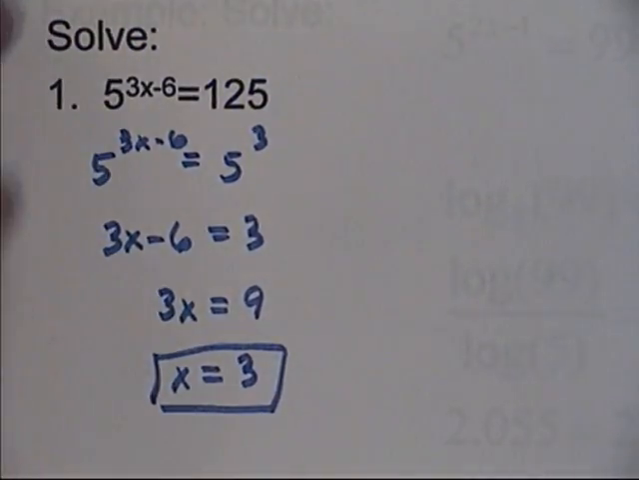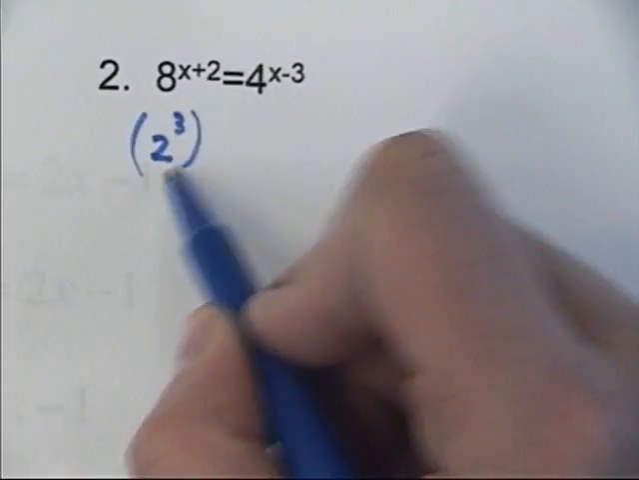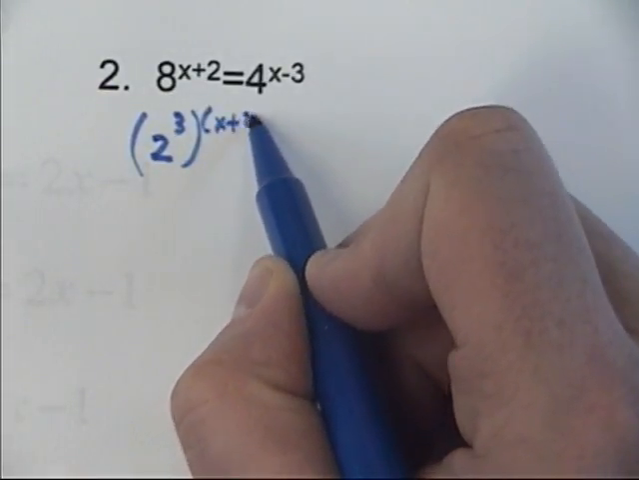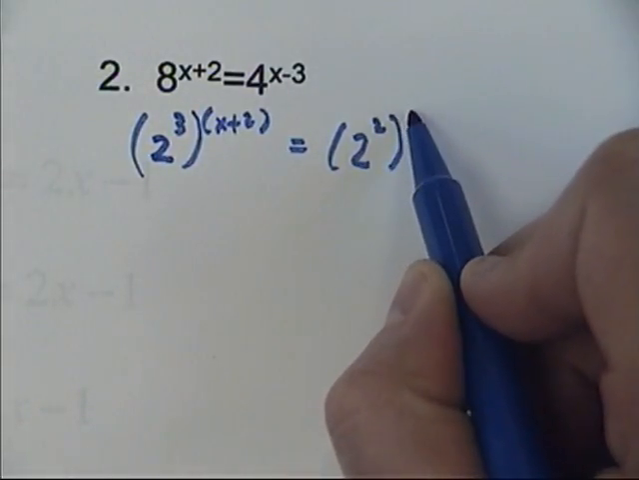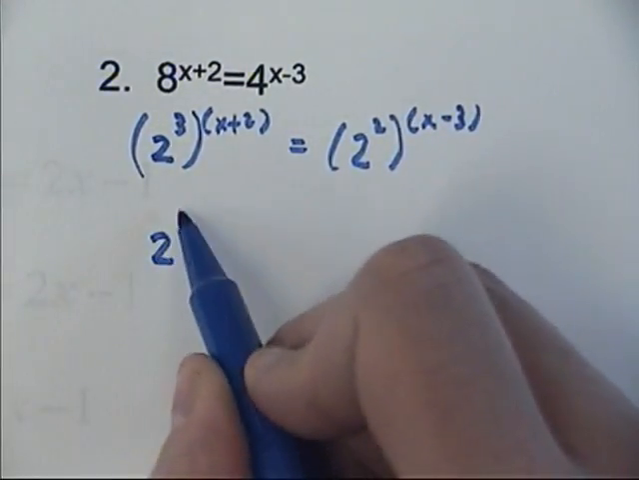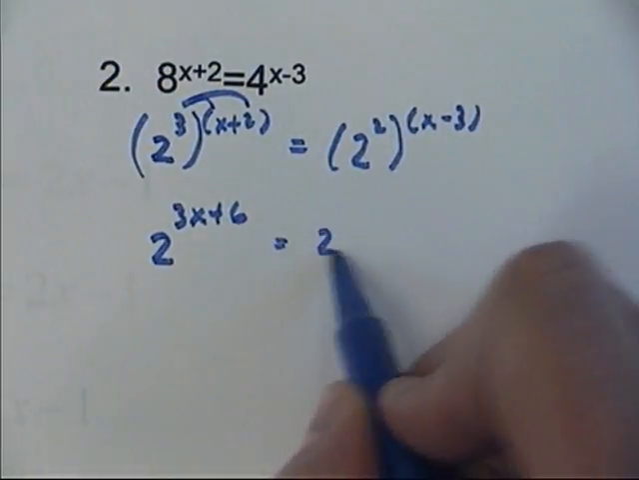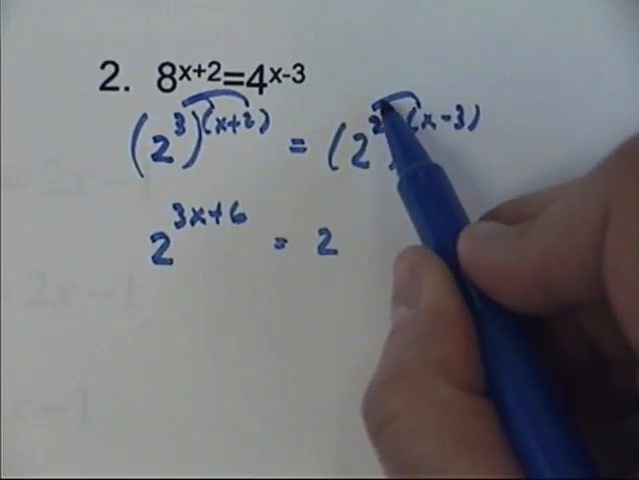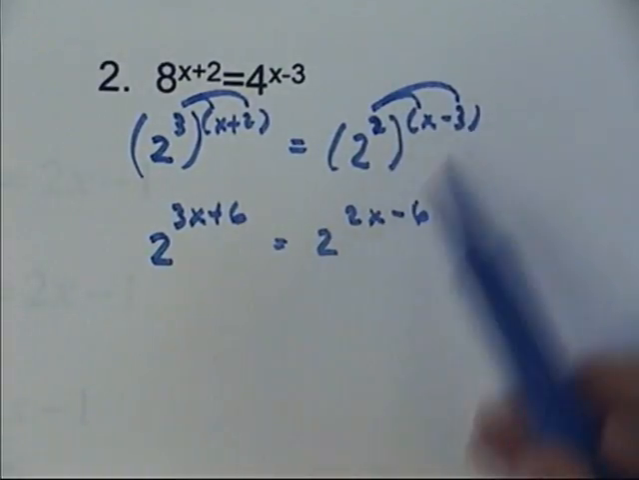Okay, I can do the same thing over here with number 2. 8 is 2 to the third power, and then that's raised to the x plus 2 power. 4 is 2 to the second power, and that's raised to the x minus 3. So if I consolidate these exponents, that's 2 to the 3x plus 6, I'm just multiplying with my 3. And this would be 2 to the 2x minus 6, multiplying across with the 2.